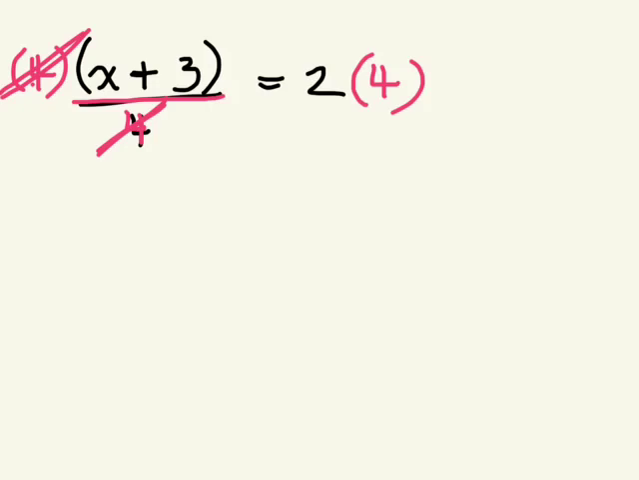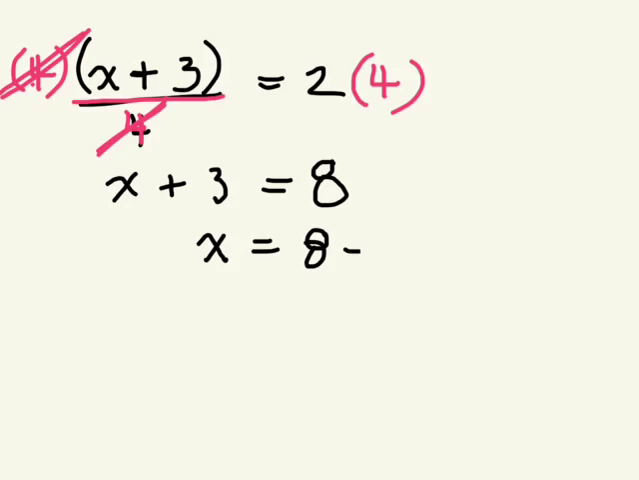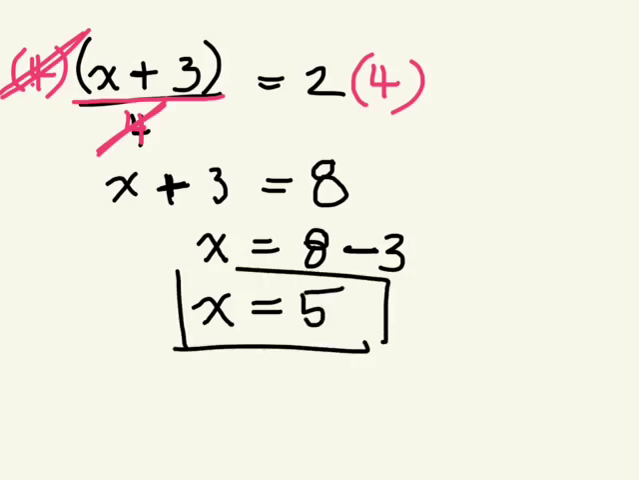What am I left with on the left side? X plus 3. Yep. Equals 2 times 4? Equals 8. Good. So then it would be 8 minus 3. X equals 8 minus 3, because the opposite of plus 3 is take away 3. And 8 take away 3 is? 5. Good. So the answer is x equals 5.